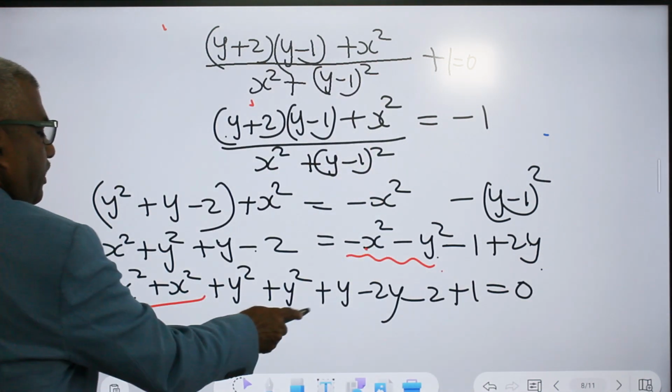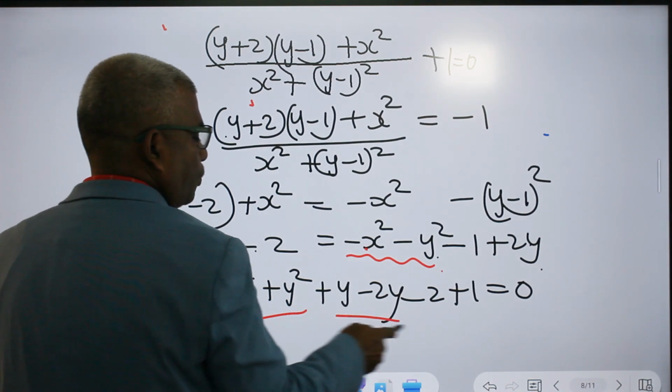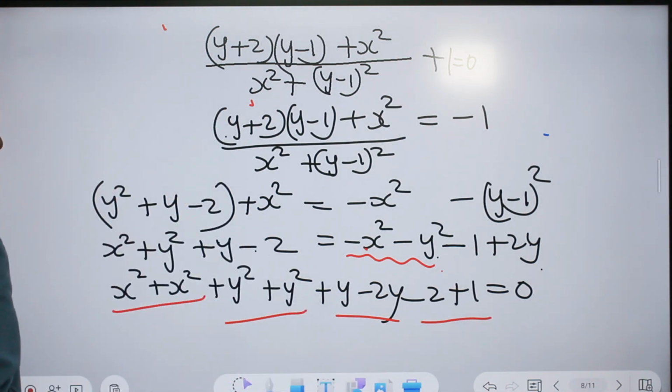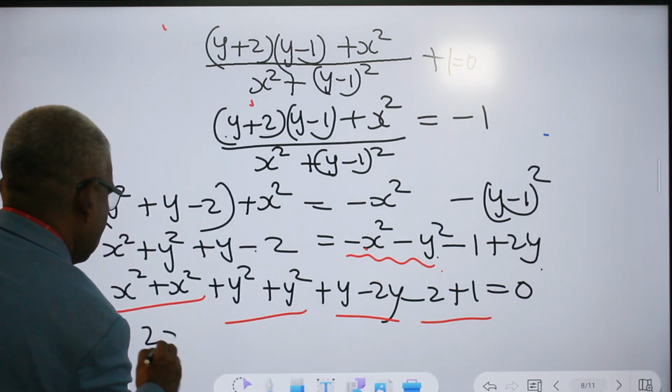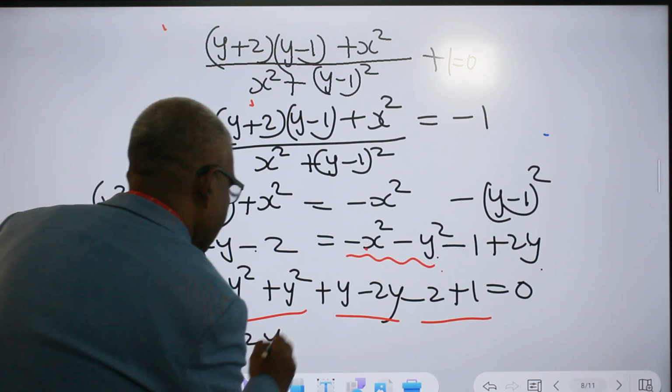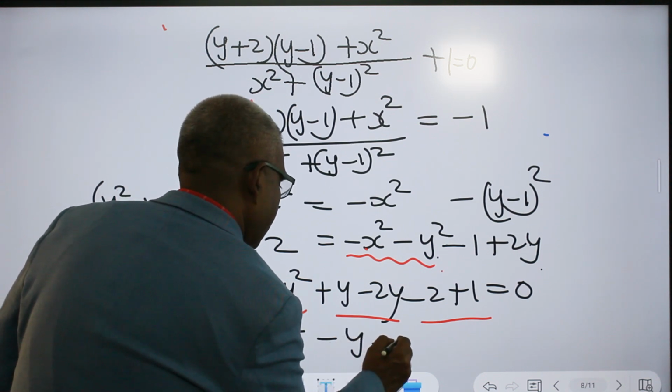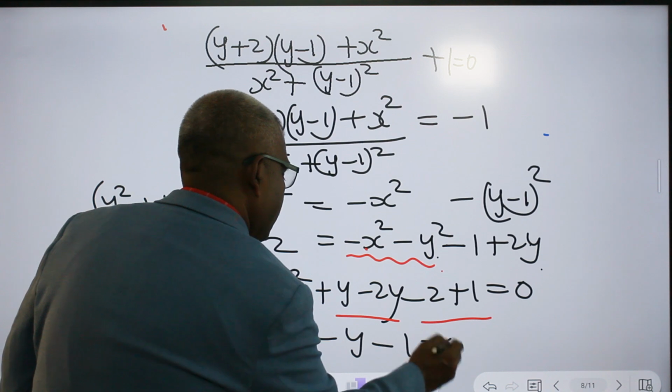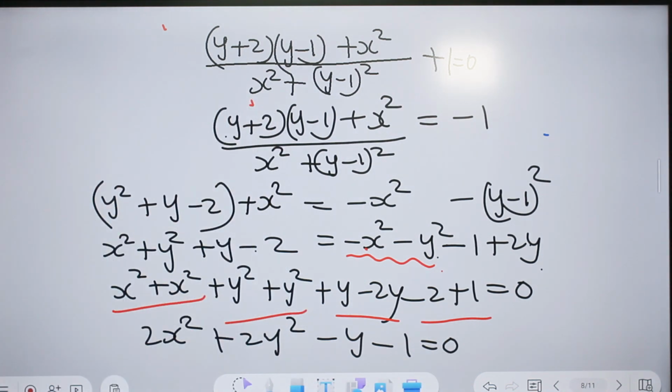So 2x squared plus 2y squared minus y minus 1 is equal to 0. Until now, copy down.